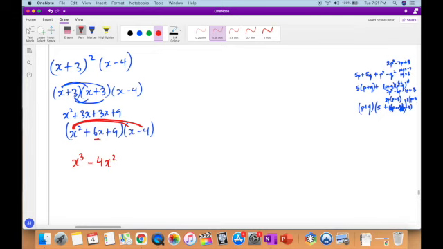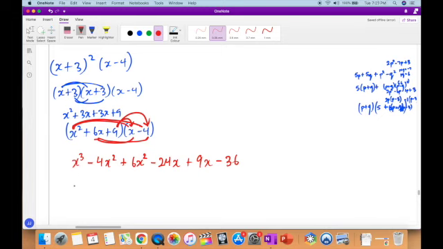Okay? Now I take the 6x. 6x times x is positive 6x squared. Okay? And 6x times negative 4 is negative 24x. Right? Let me know if I'm going wrong anyway. And now I take 9. 9 times x gives me positive 9x. And 9 fours are 36, negative 36. Right? I hope that I got that right.